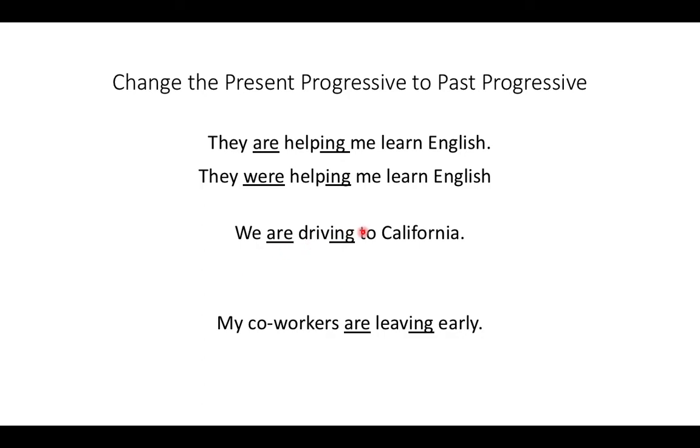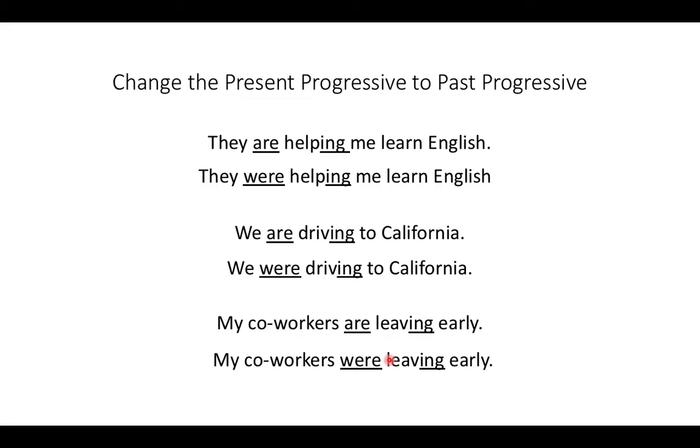We are driving to California. So we know that one changes to we were. We were driving to California. My coworkers are leaving early. So we used the verb are. That one, just like all of these, changes to were. So my coworkers were leaving early. So we know that's how we change from present progressive to past progressive.